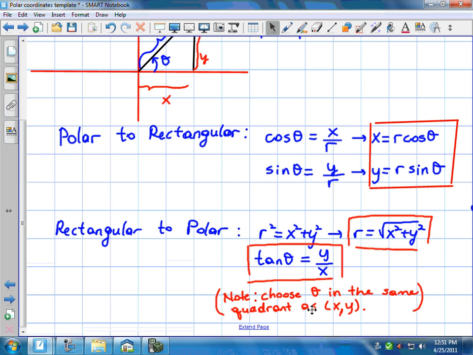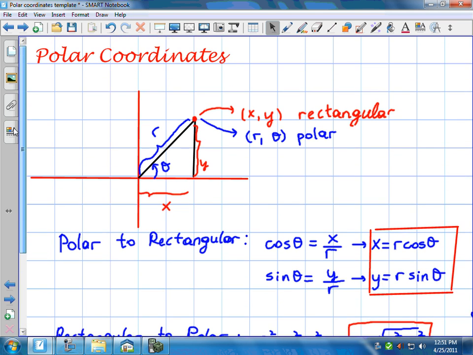But here's a little note. Make sure you have this note in your notes that I gave you earlier. The note is that you should choose theta in the same quadrant as x comma y, because theta typically comes from negative pi over 2 to pi over 2. But we want to end up in the same quadrant, so we have to adjust for that. We'll see examples. Let's begin with the very basics.